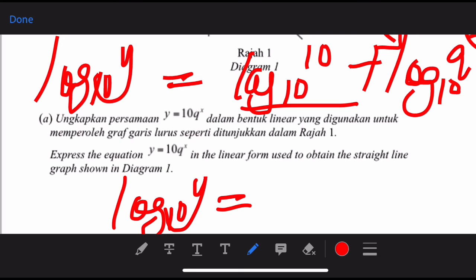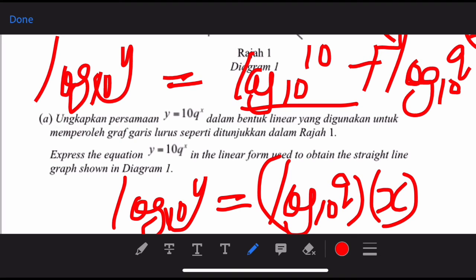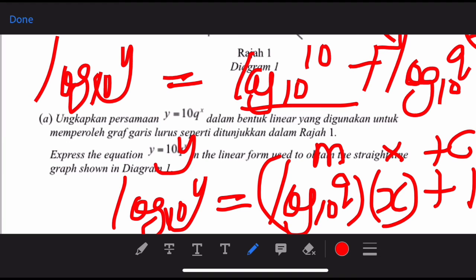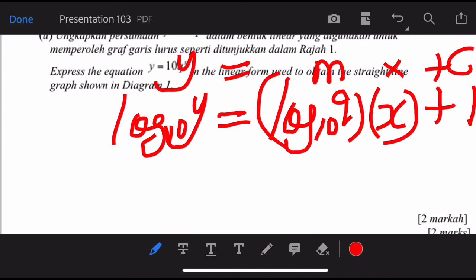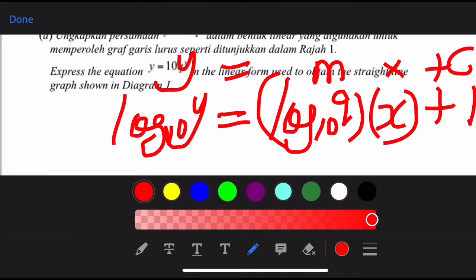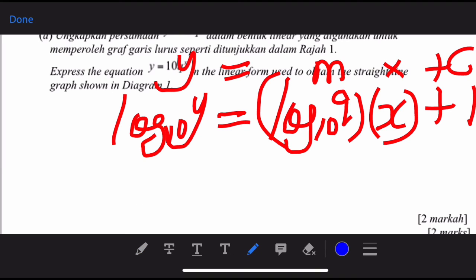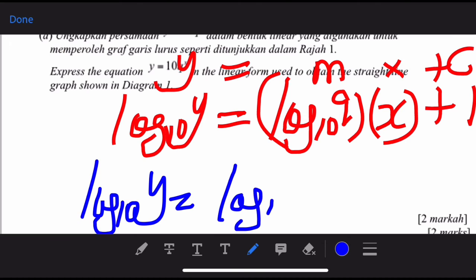So the x, normally we will write log 10 q in front, then the x should be to the right of the constant. You get what I mean? Log 10 10 is 1, so this m is a constant, this is x, this is c. So we don't actually like you to put the x in front, make sure you follow the order. So okay, our answer is log 10 y equals log 10 q times x plus 1.